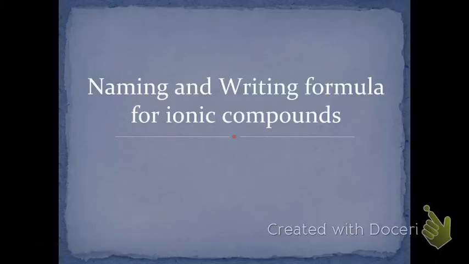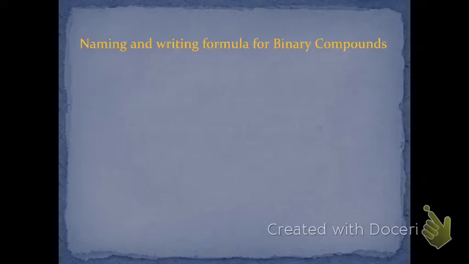Alright, we're going to talk about how to write and name ionic compounds. We'll start with the simplest form. So this will be what we call binary compounds, where you have a single metal and non-metal. So remember, ionic compounds are when you bond a metal with a non-metal.